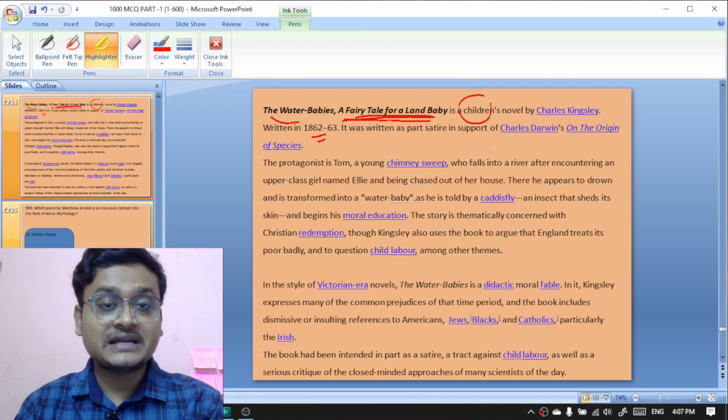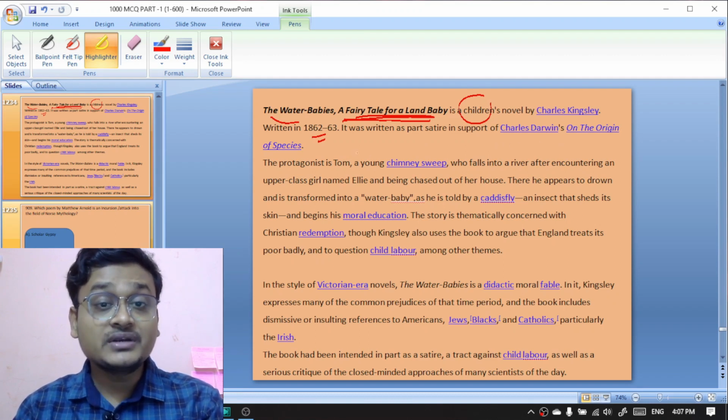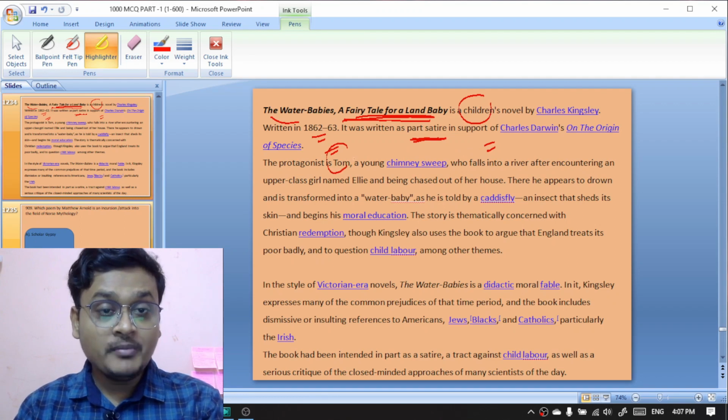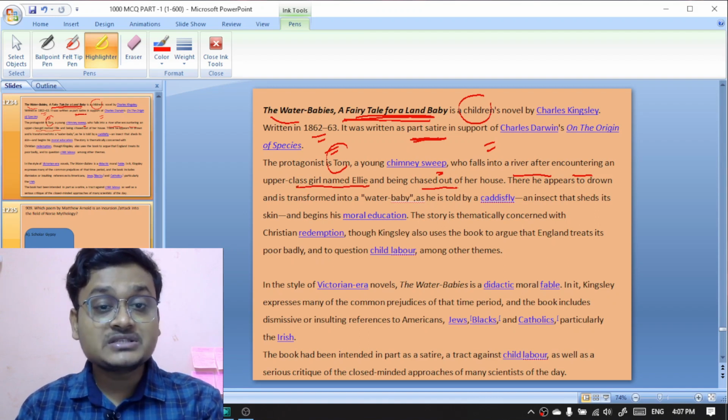It was written as a part satire in support of Charles Darwin's On the Origin of Species, where the protagonist is Tom, a young chimney sweep. Tom falls into a river after encountering an upper-class girl named Ellie, and is chased out of her house. There he appears to drown and is transformed into a water baby, and he is told by a caddisfly, an insect that sheds its skin, and begins his moral education.